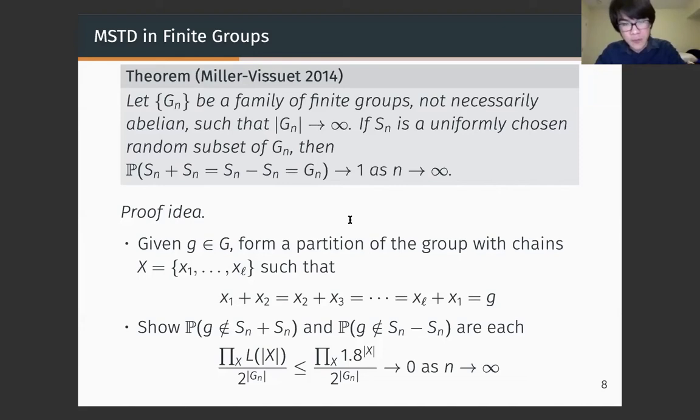And so it is bounded above by 0.9 to the Gn, which tends to 0 as n goes to infinity, because the size of Gn goes to infinity.